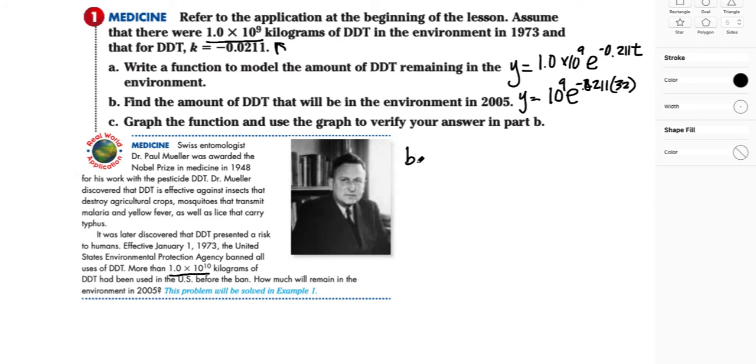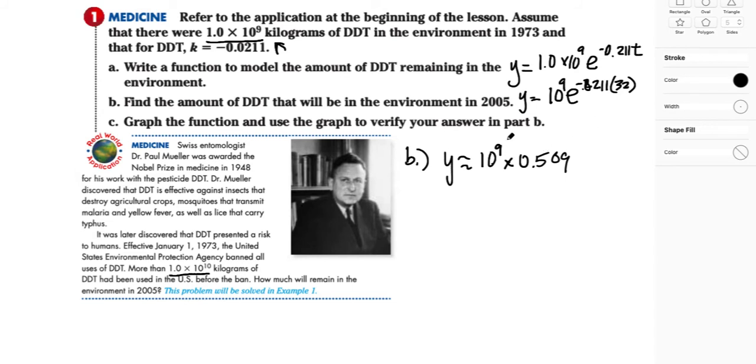So let's continue with part B as we use our calculator to calculate the amount that we have. So we end up with 10 to the ninth times 0.509. The multiplication symbol and the points look kind of weird. My point in telling you this, though, is that after 32 years, half of the DDT is still circulating in the population.